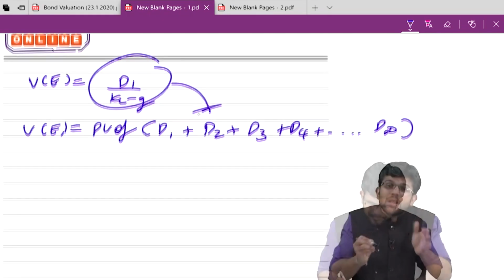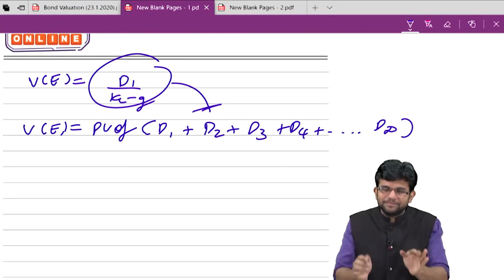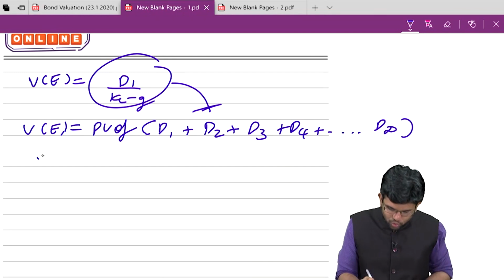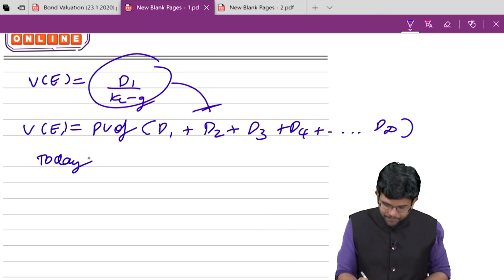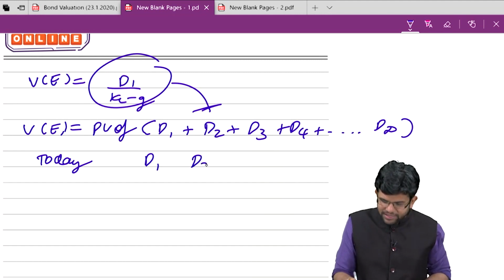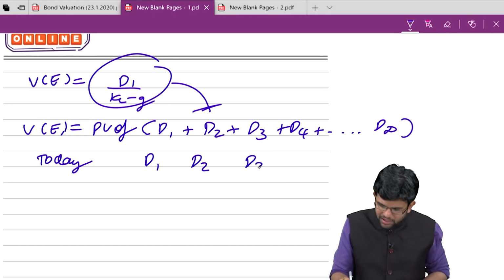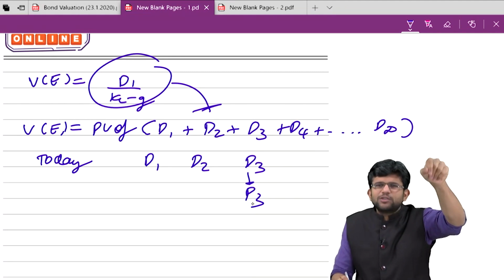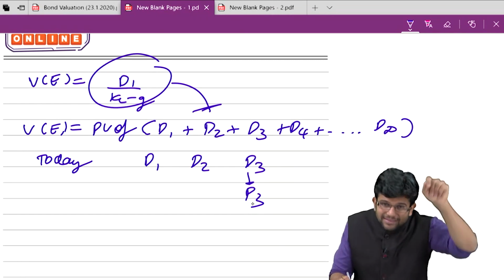Everybody following till here? Now students, let's say there is a person. This person wishes to buy the share today. He's saying today he will buy the share. He will enjoy dividends for 1 year. He will enjoy dividend for the second year. He will enjoy dividend for the third year. At the end of the third year, he will sell off the share at P3. What is P3? P3 is the price of the share at the end of year 3.